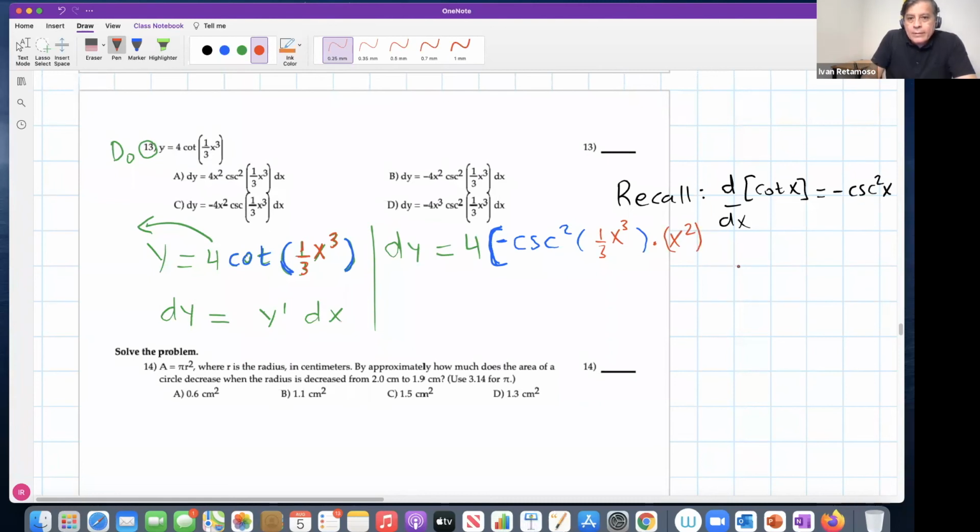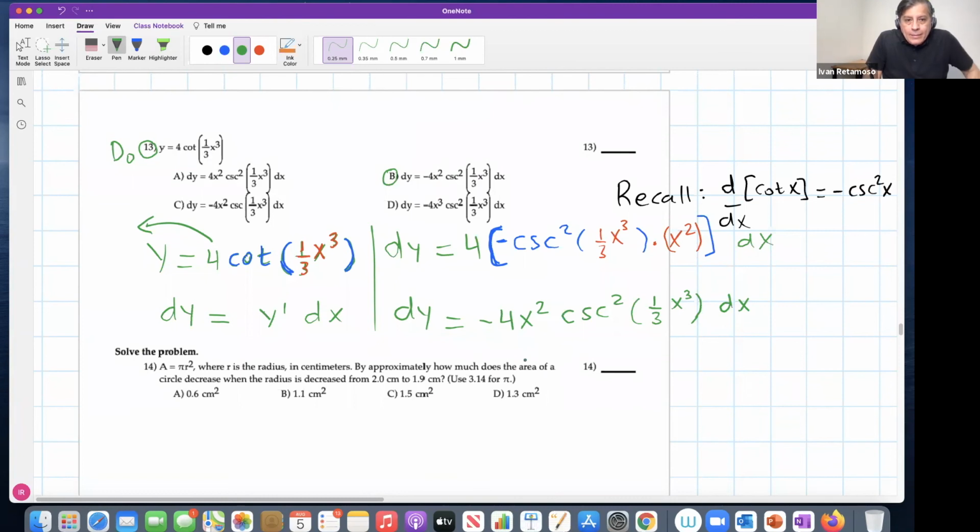The derivative of the inside function. And notice that there is a negative sign there. And then after this comes dx. So dy will be equal to negative 4, let's write this x squared up front, cosecant square of 1/3 of x cubed, and don't forget the dx. Yeah, excellent. The answers are very close to each other, so always be careful.